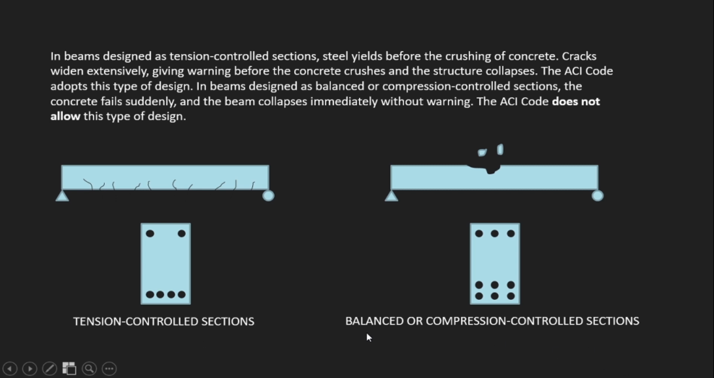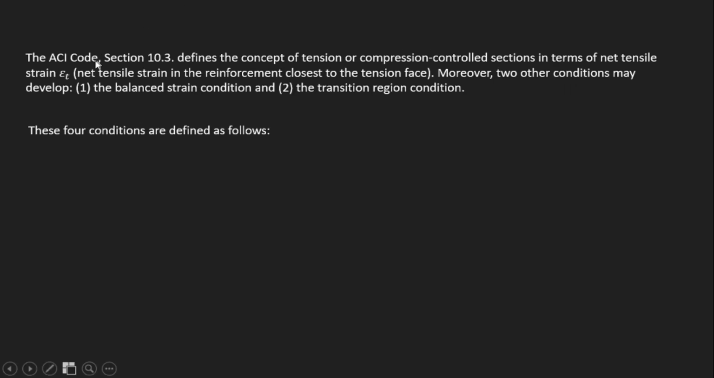hindi compression controlled or balanced. So the ACI code in section 10.3 defines the concept of tension or compression controlled sections in terms of net tensile strain, or yung symbol natin is yung εt. This is the net tensile strain in the reinforcement closest to the tension face. So kanina yung mga ginagamit ko is strain εs or yung actual strain. Pero ngayon gagamit tayo ng net tensile strain, pero yung kukunin natin na net tensile strain is yung pinaka-close sa tension face, or ibig sabihin yung pinaka-lower part of our steel reinforcement.